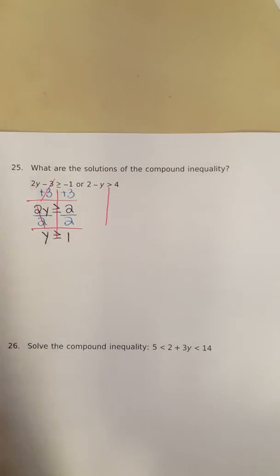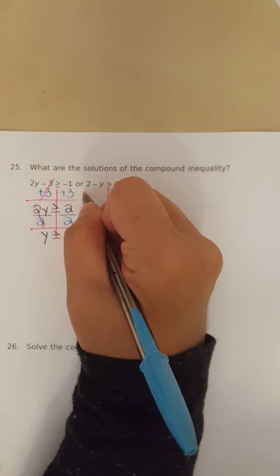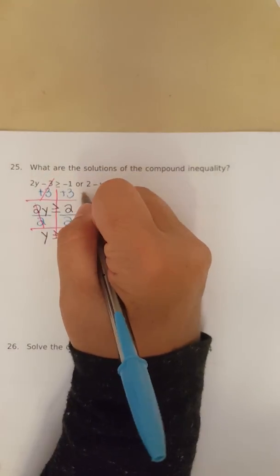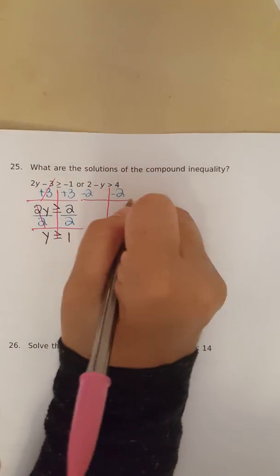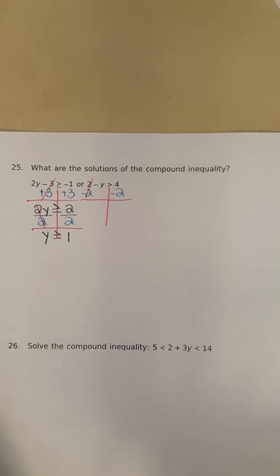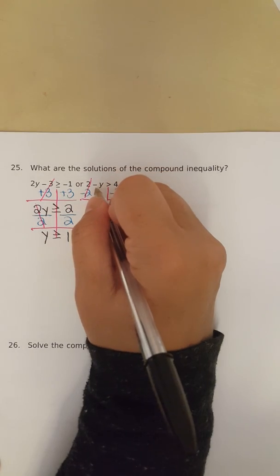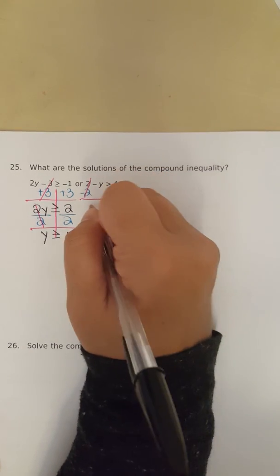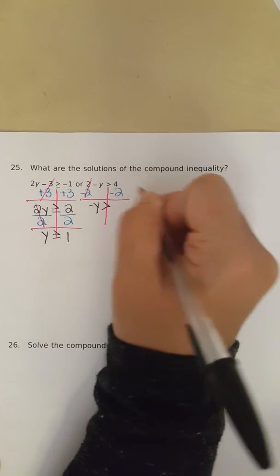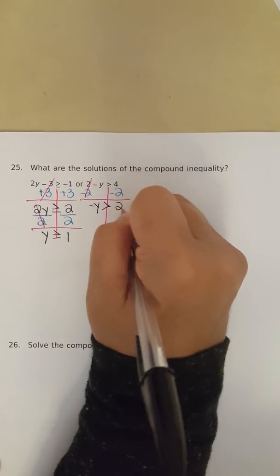Then I'm going to go and solve my other one. Draw my line down the middle. In this one, I got to start with this 2. That's a positive 2. Okay, so the opposite of positive 2 is negative 2. I'm going to subtract 2 from both sides. 2 minus 2 gives us 0. Now we got to be careful. This minus here is with the y. That's a negative y. And so then I have 4 minus 2, which is 2.